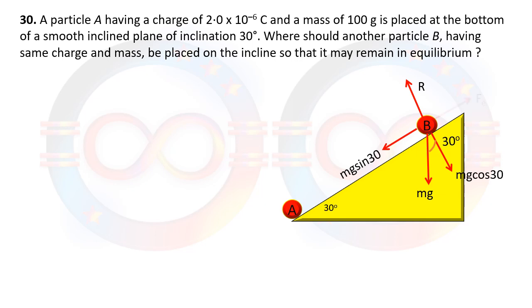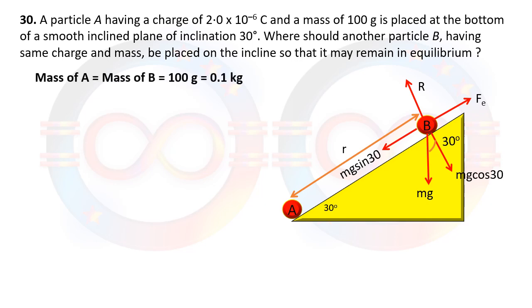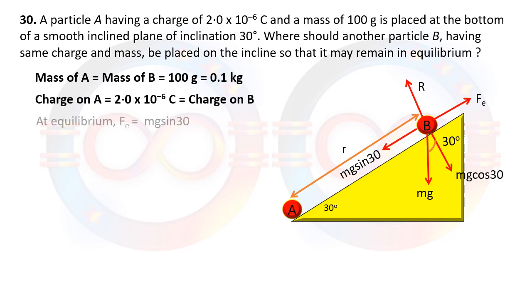This is the force which is going to take B down if it is coming down the plane. But because both are charged, some electrostatic force will be there, a repulsive force, which is going to balance mg sin theta. So R will be mg cos 30, Fe will be mg sin 30. The distance we have to calculate, that at what distance they must be placed. That is being asked in the question. This is the distance r. So mass of A, mass of B, 100 gram, 0.1 kg. Then charge on A, charge on B is given 2 into 10 raised to minus 6 coulomb.